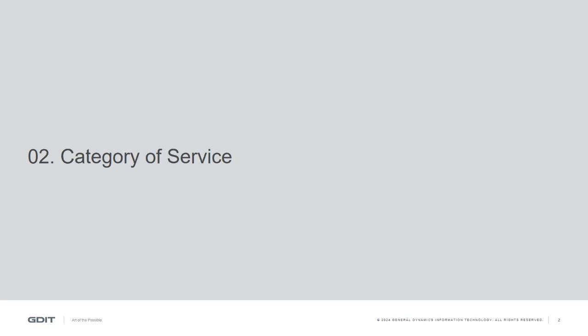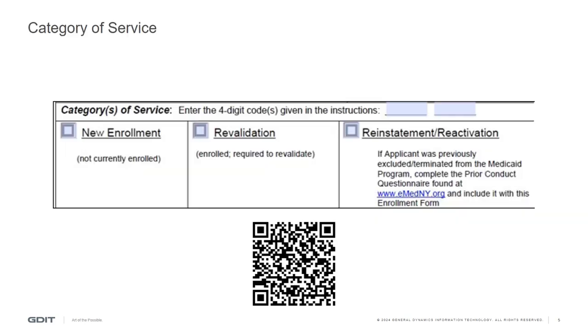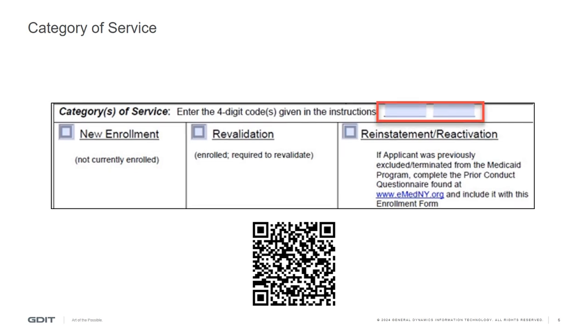Category of service. For the category of service, you will enter the appropriate 4-digit code that identifies what kind of provider is being enrolled. If you do not know your category of service, please visit the provider index at www.emedni.org and click on your provider type, and then billing type to determine the number for your category of service. You can scan the QR code to go right to the page. If there is more than one category of service, you can enter a second one.